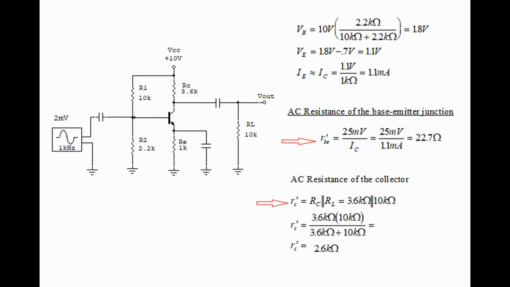Notice that we did the transistor biasing in DC, but now we're introducing AC quantities. We were able to do that because of the capacitors, because the capacitors block DC but pass AC. So we can do two things at once.